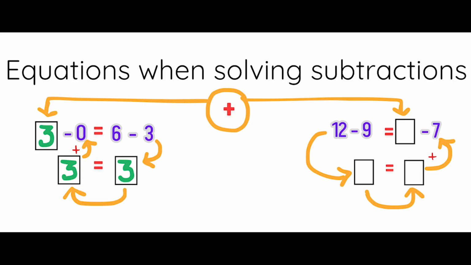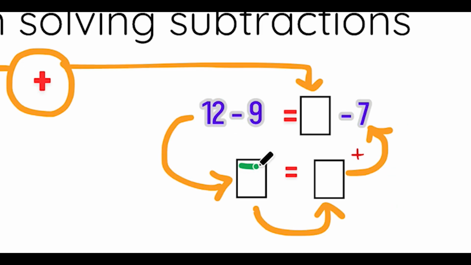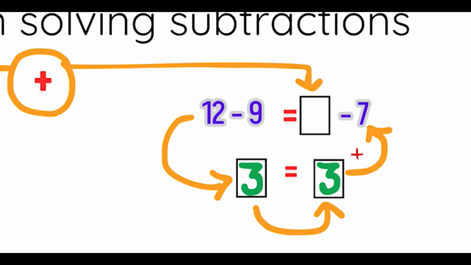In the equation on the right, we're looking for the number in this position. We're going to start with a set that we can solve. 12 minus 9, which is equal to 3. And then we place a 3 on the other side. So we say 3 plus 7 equals 10.